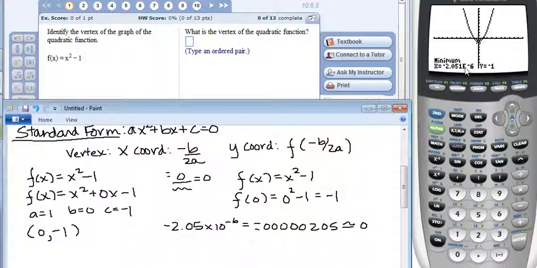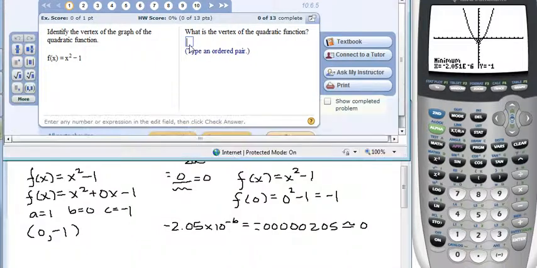Okay, so if you get one of these E's with the scientific notation, and it's a big number in there, then it's just basically 0. All right, so that one's correct. So we're going to type in an ordered pair here. Vertexes are always ordered pairs. Okay?